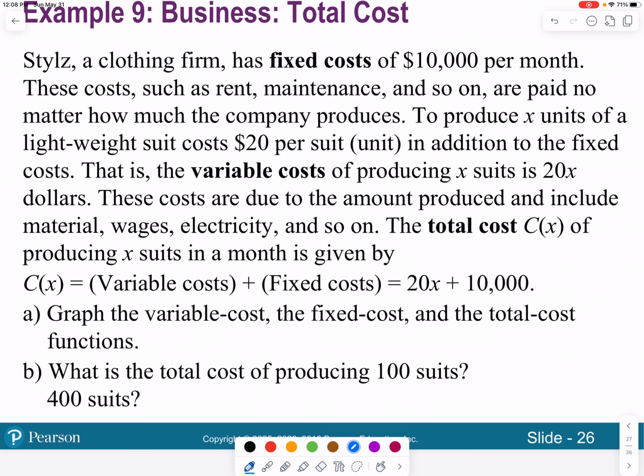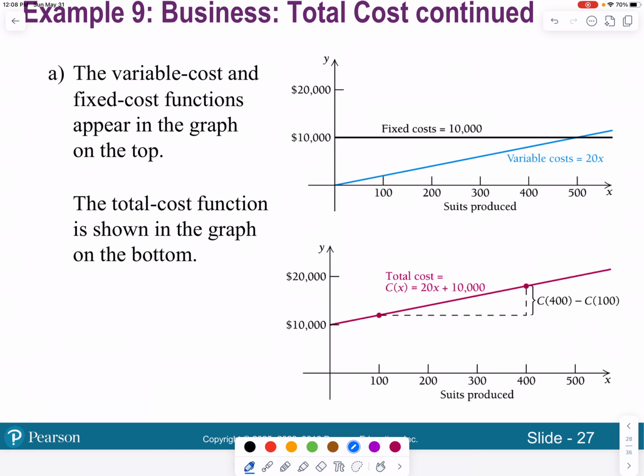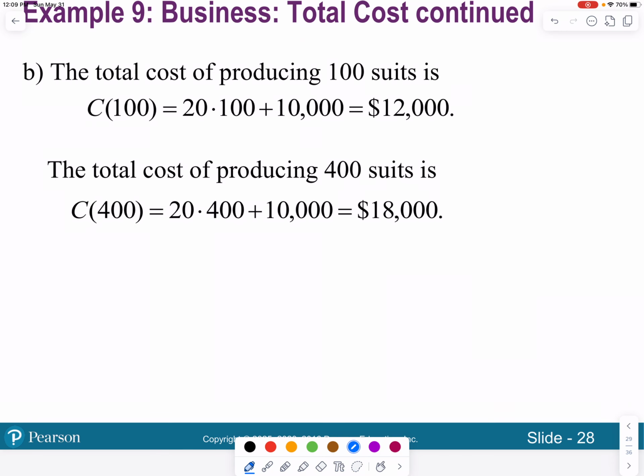Let's see. The variable cost is a diagonal line through the origin with a slope of 20. The fixed cost is a flat horizontal line through y equals 10,000. The total cost is basically a straight line, right? So it's a y-intercept of 10,000 with a slope of 20. Okay, so that's fine. $12,000 and $18,000. All right.